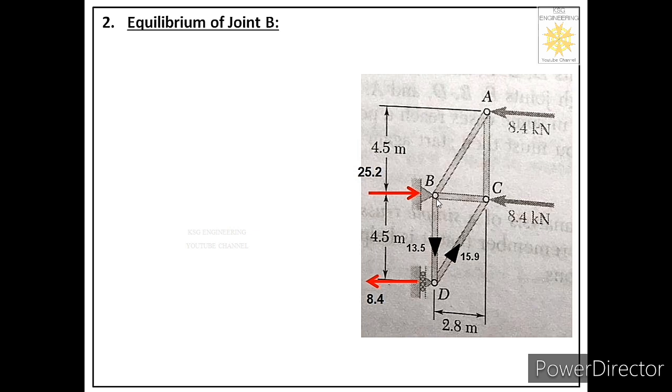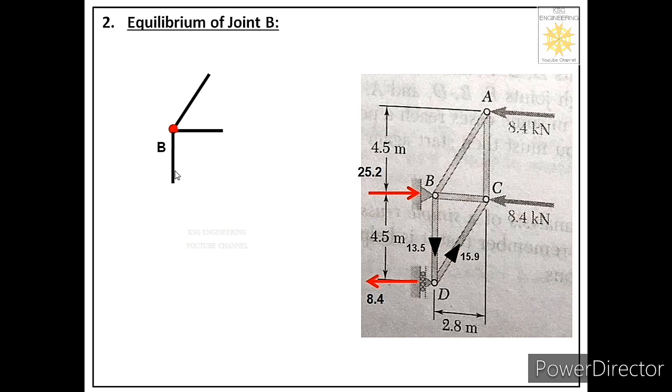In order to apply equations of equilibrium for joint B, first of all we have to make its free body. To make the free body of joint B, first of all we will represent that joint on the paper. Then we will see how many members are connected to that joint. To joint B there are three members connected. One is horizontal, one is vertical and one is at some angle to the horizontal. So we have shown one horizontal member, second at some angle to the horizontal, and third vertical.